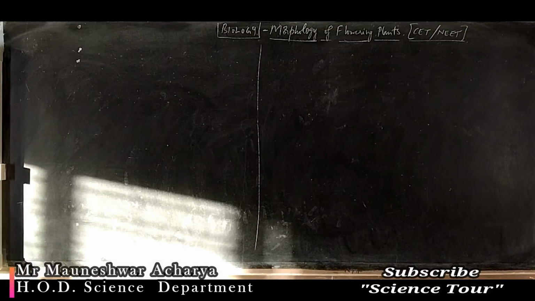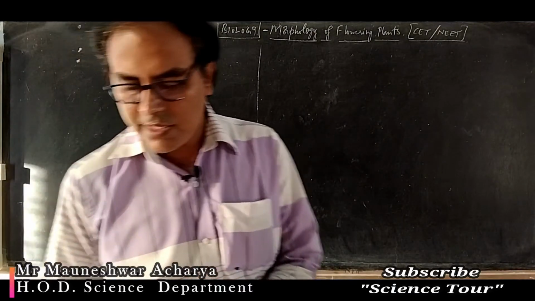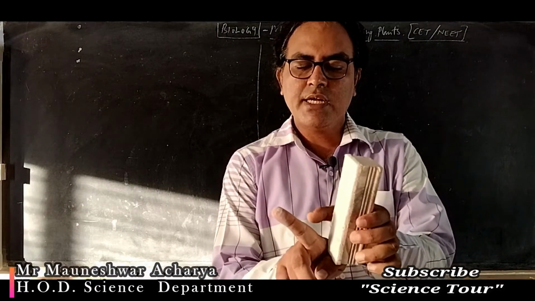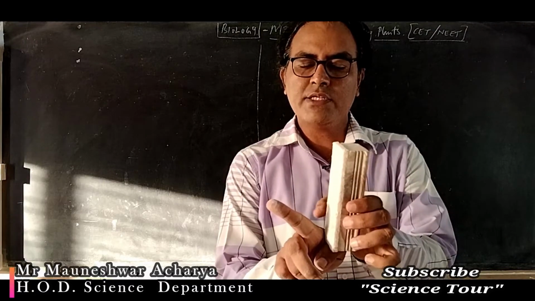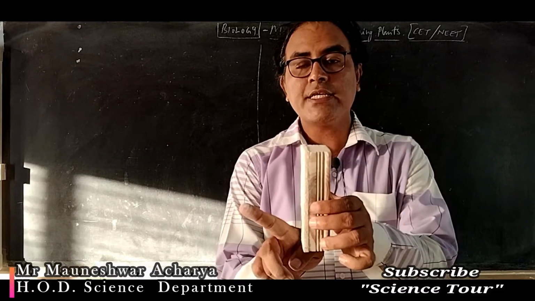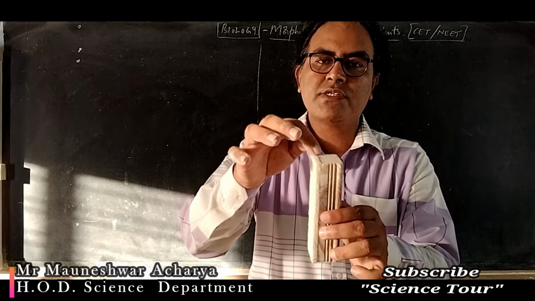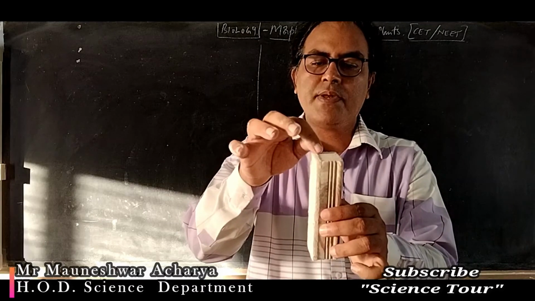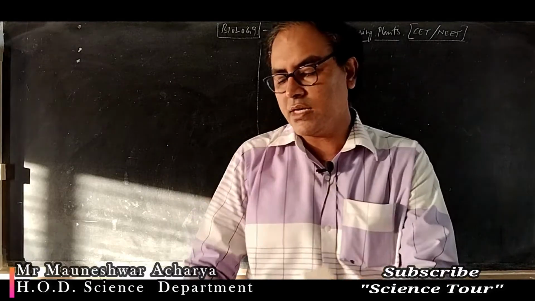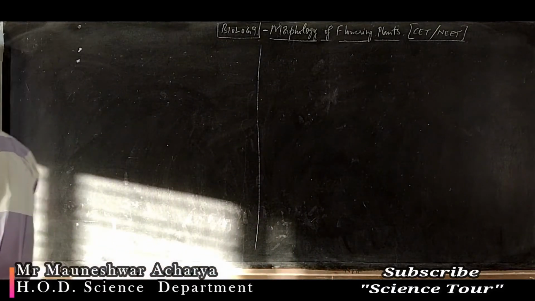Now there may be buds that arise. If this is a stem and there is a branch, a bud may come at the angle between the stem and the branch, the axil. If a bud arises from the axil, it is called the axillary bud. But if it arises from the apex, the terminal region, it is called the terminal bud. So the bud may be an axillary bud or a terminal bud.